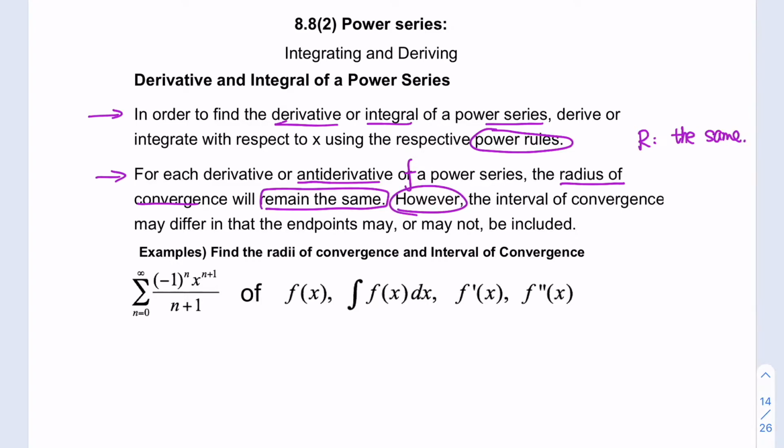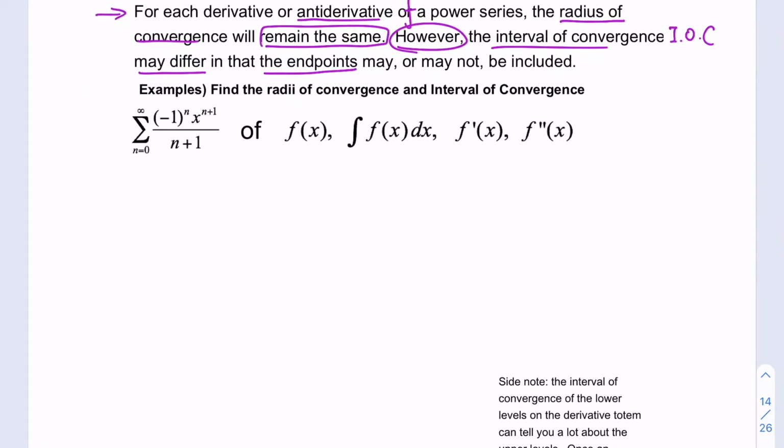However, the interval of convergence will be different in the endpoints. The interval will be the same, but at the endpoints, it might be a little bit different. Let's have a look at example 1. Find the radius of convergence and interval of convergence for the original function f(x), the integration, the first derivative, and the second derivative.